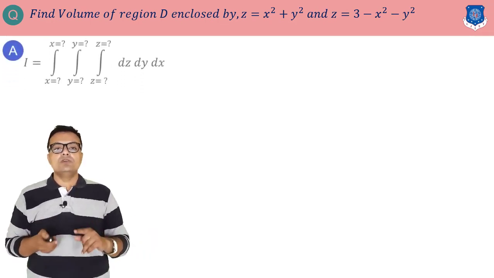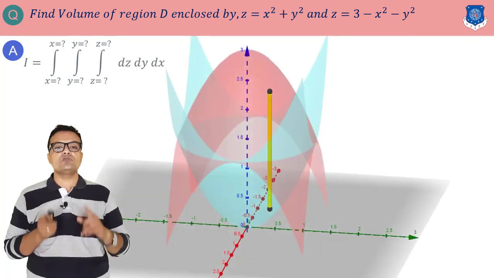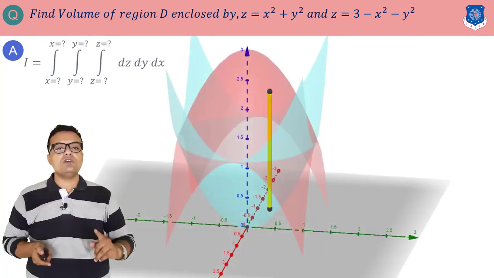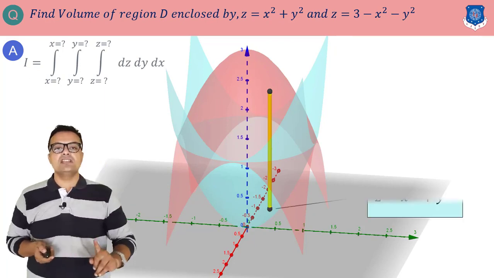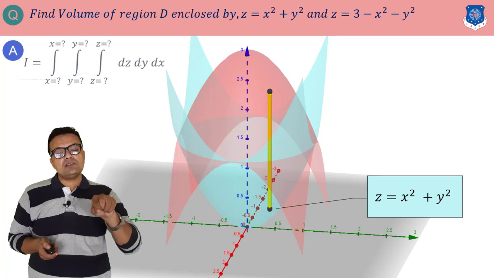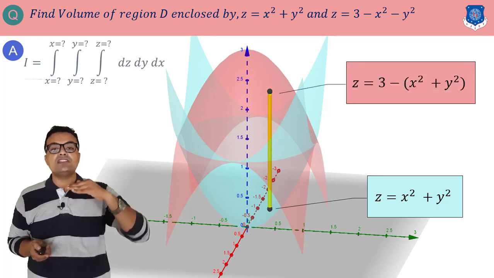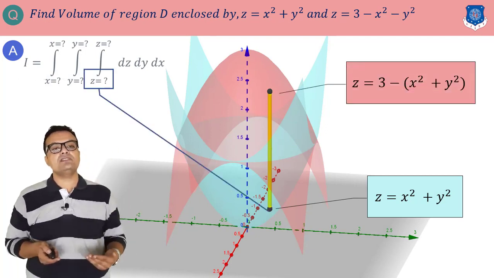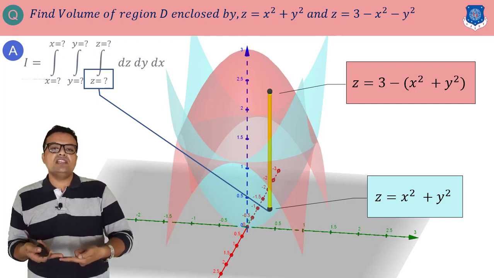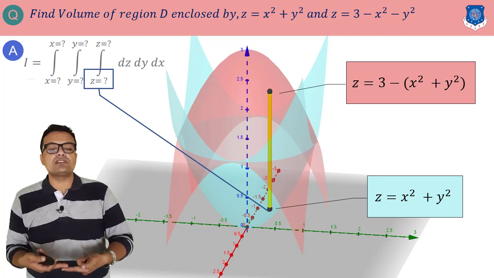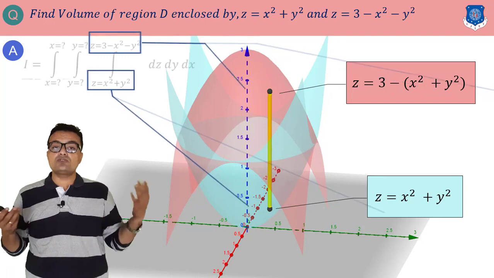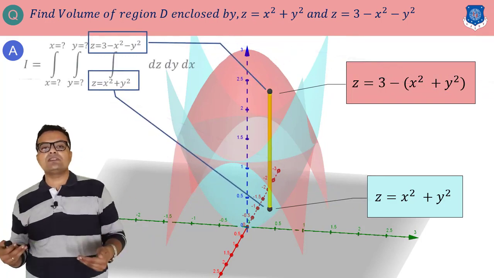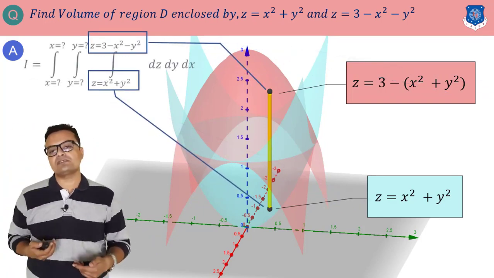In the volume of this, let me consider first of all the value of z. Right at this moment I am focusing on z, so my value of z is changing, and therefore I need to start from the surface x square plus y square and I need to end on 3 minus x square minus y square. The lowermost value of z in this change is on the cyan or sky blue surface, and the uppermost point is on the pink surface. And so the values of z are x square plus y square to 3 minus x square minus y square.